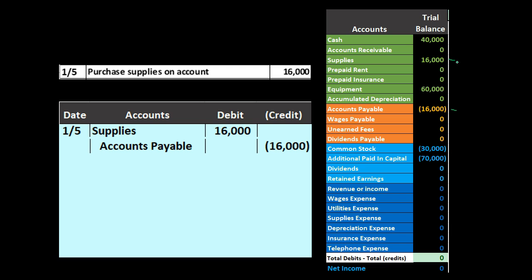So that at the end of the month, we're going to count the supplies. We're going to see how many are left and therefore also how many have been used or consumed during this time period. Then we will decrease this amount and record the expense related to it, and that will decrease net income.